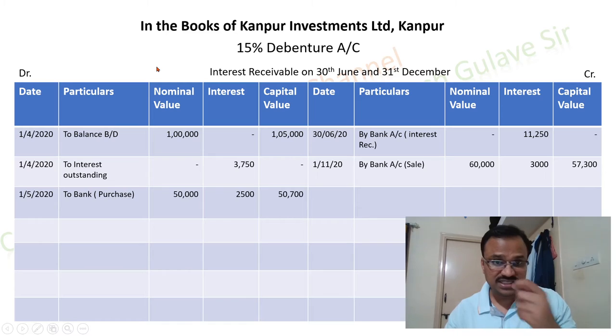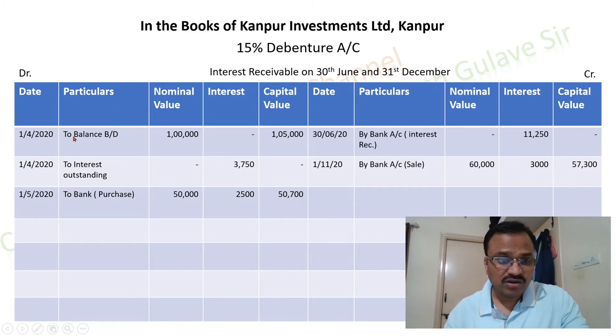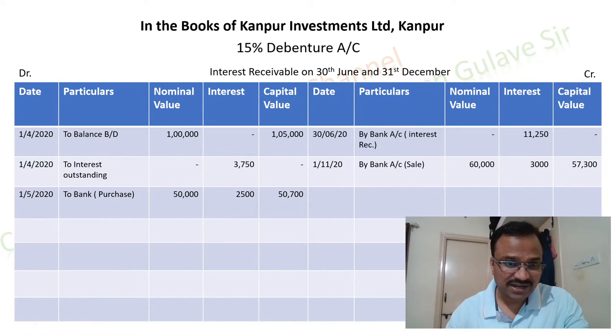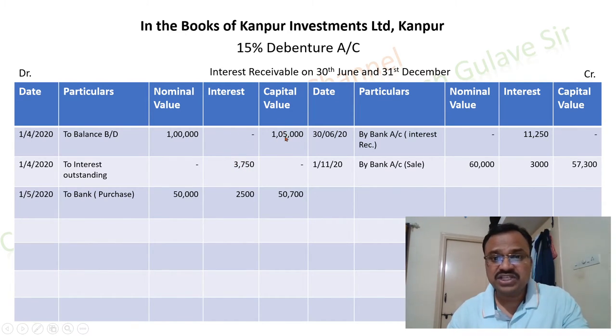Okay, so in this investment account we record the opening balance of investment as a to balance brought down. Okay, so opening balance of investment is recorded on the debit side. Okay, aur jo bhi nominal value hai, that is face value of investment, is recorded in nominal value column. If there is accrued interest on investment, it is recorded in interest column, and actual value spent to buy that security or investment is recorded in capital value column.